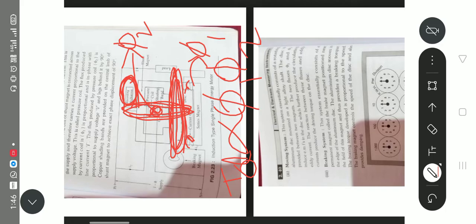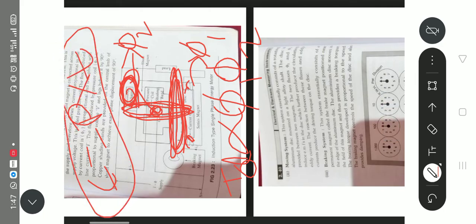The aluminum disc will be rotating continuously. How many times it will be rotating, that we can record here. Energy means power into time, no? We can multiply both power with respect to time, then we can record energy directly in the form of kilowatt hours.